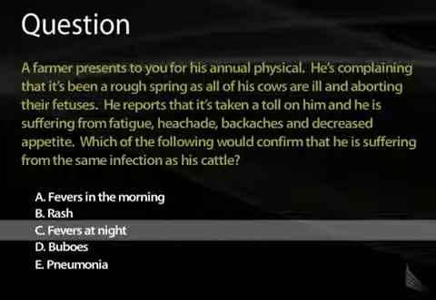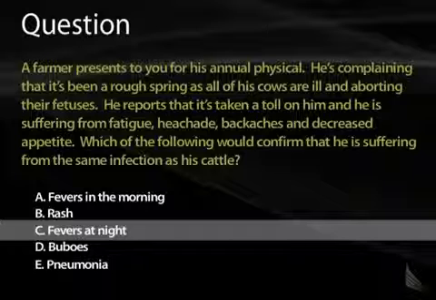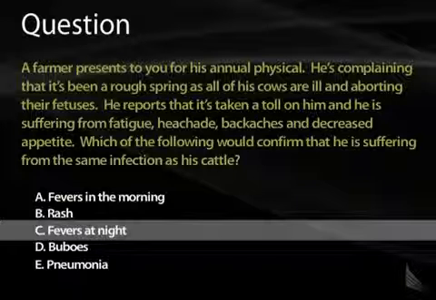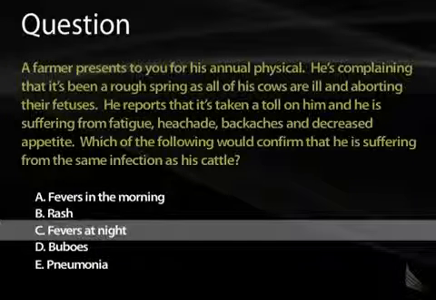C is the correct answer because you have fevers at night. Buboes you don't usually see with brucella. That's more of a bacillus infection. And pneumonia is not associated with brucella infections. So the answer is C, fevers at night for undulating fever.